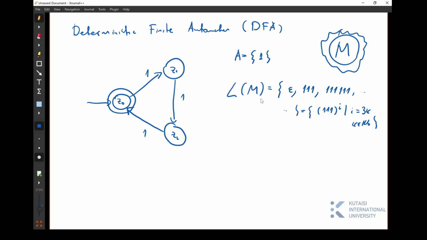What I'm going to prove today is this. L(M) is a subset of A star, and A star is just all possible ways you can write ones: epsilon, 1, 11, 111, and so on. L(M) is a subset of those, specifically those whose length is a multiple of 3. And what I'm claiming is that this language is regular, because I can construct a DFA that accepts it.